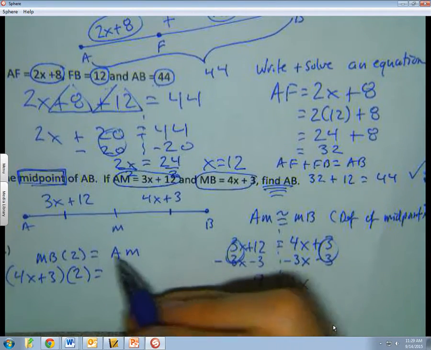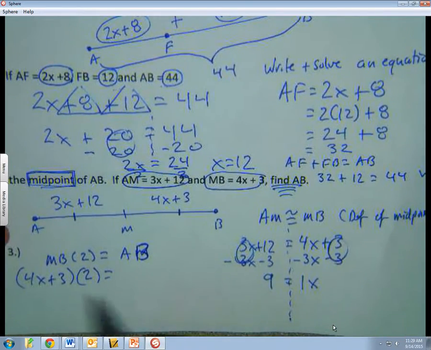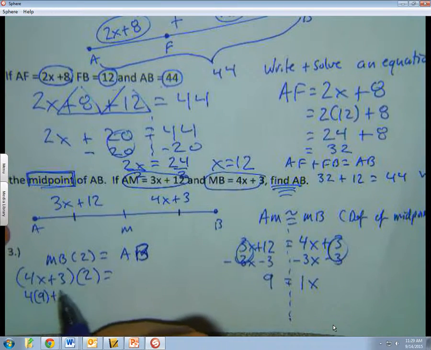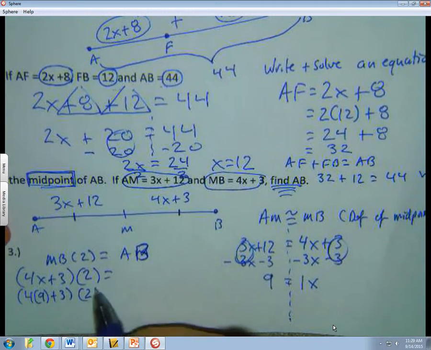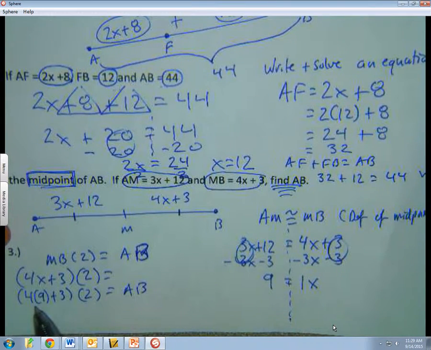So MB is 4x plus 3, plug it in. 4 times 9 plus 3. And then I need to double it to get AB. So 36. 4 times 9 is 36 plus 3 is 39. Times 2 is AB. 78 is AB.